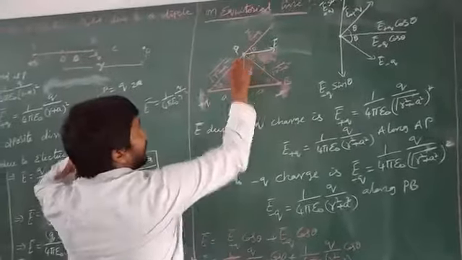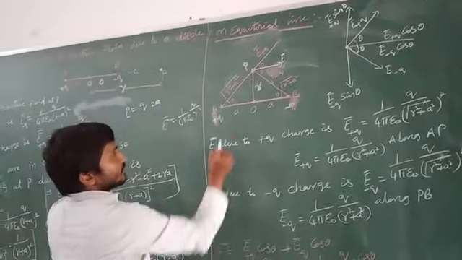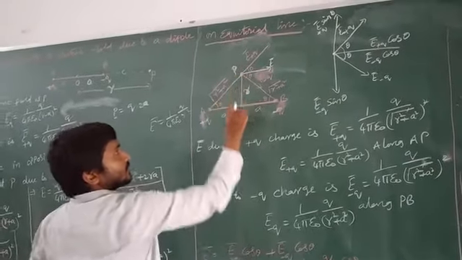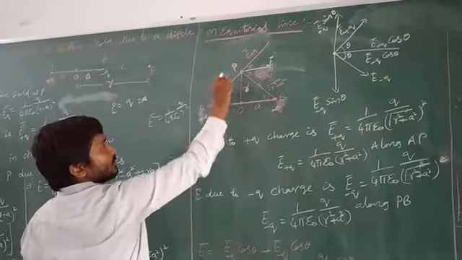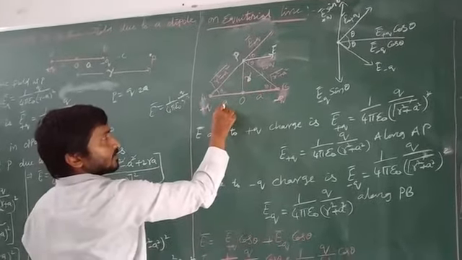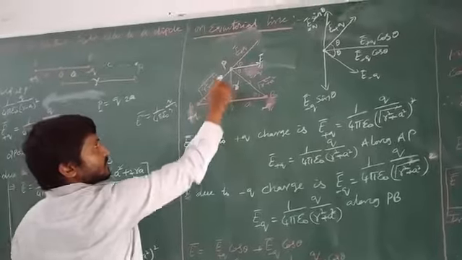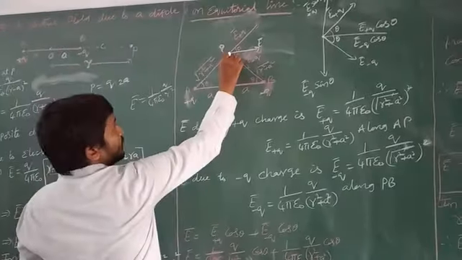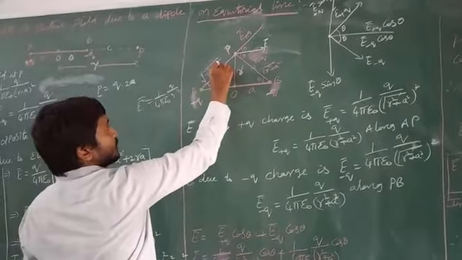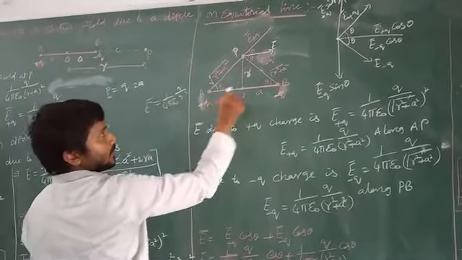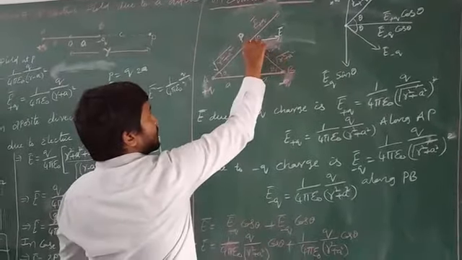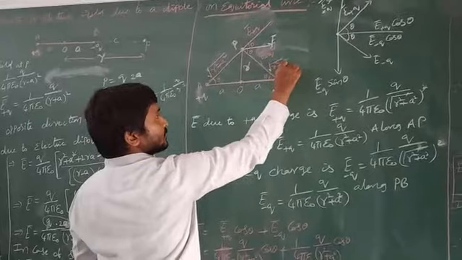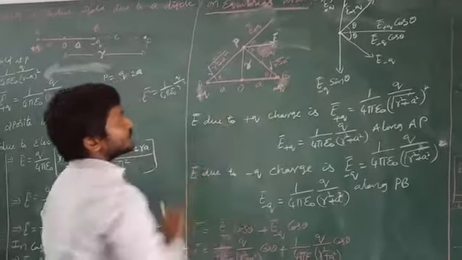Now, how far is the point P? From here to here is a, and from here to here is r. From Pythagoras theorem, hypotenuse squared equals opposite side squared plus adjacent side squared, so the hypotenuse is root of r square plus a square. So point P is at a distance of root of r square plus a square from the plus q charge. Also, this point is at a distance of root of r square plus a square from the minus q charge.